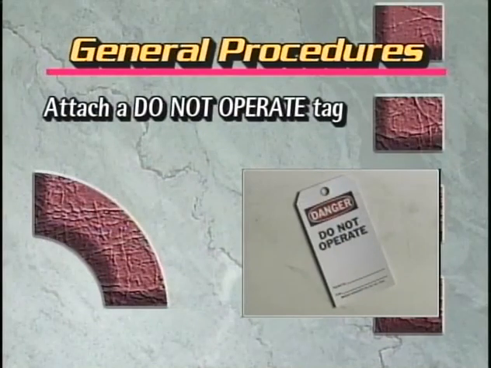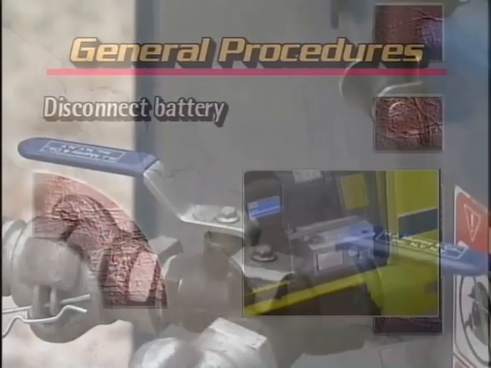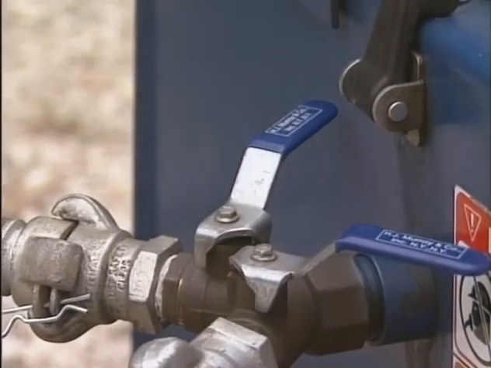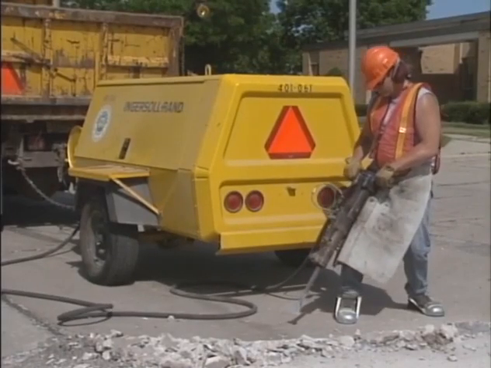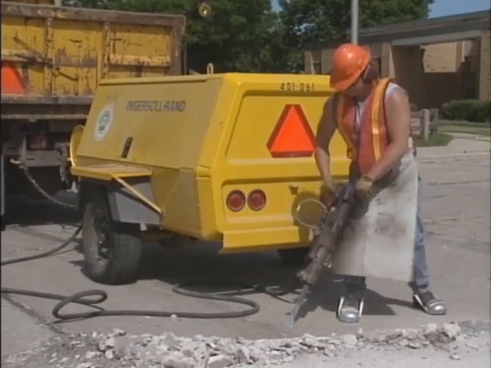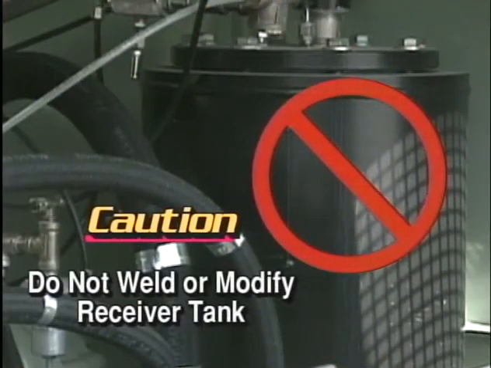Attach a Do Not Operate tag or similar warning tag to the control panel and disconnect the battery before performing maintenance on the machine. Air pressure. Make certain air compressor service valves are closed. Open any control valves on the tools or equipment being charged or driven before disconnecting hoses. Do not weld or perform any modifications on the air compressor receiver tank.